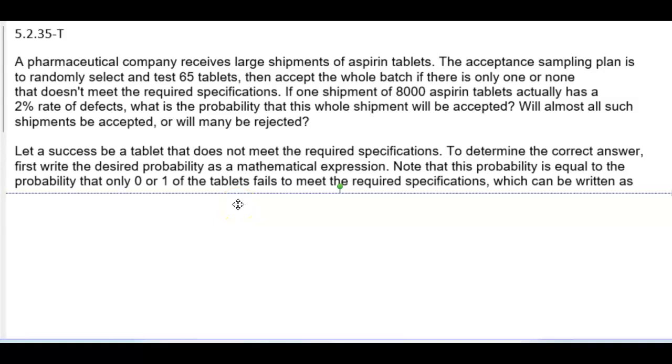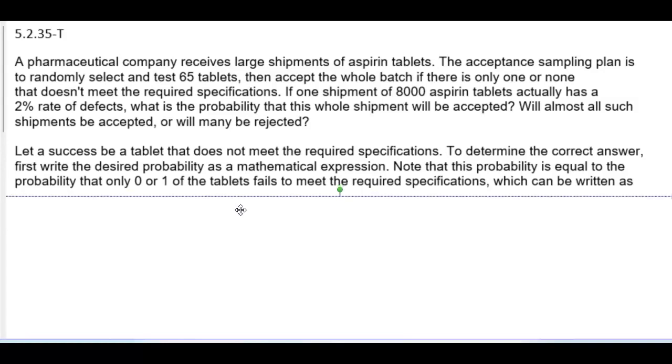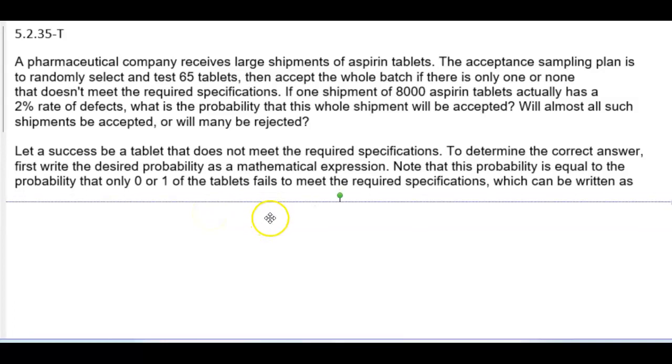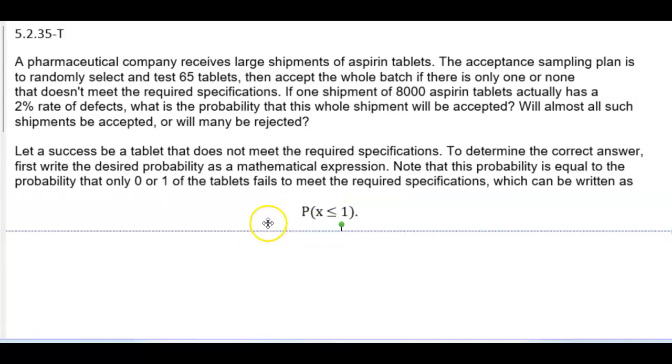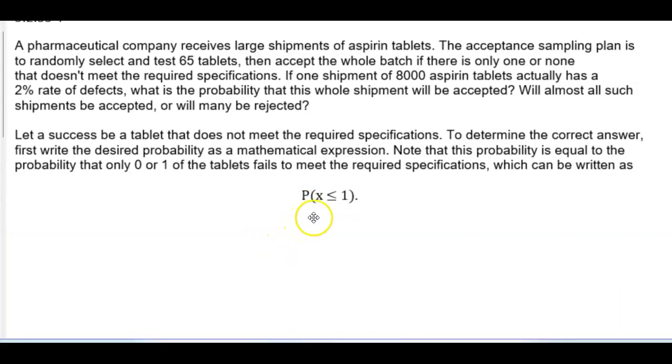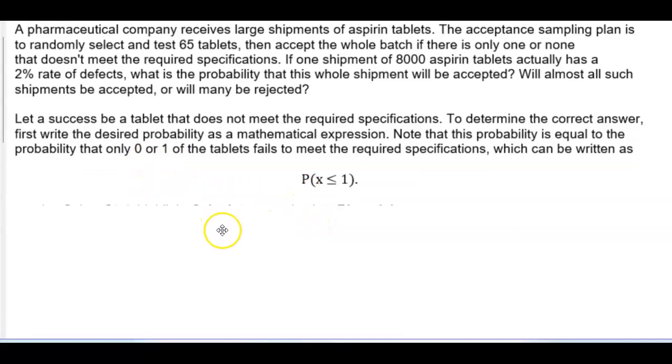To determine the correct answer, first write the desired probability as a mathematical expression, and note that this probability is equal to the probability that only 0 or 1 of the tablets fails to meet the required specifications. Okay, so that can be written as the probability of x being less than or equal to 1, because that is the same thing as the probability of 0 or 1.